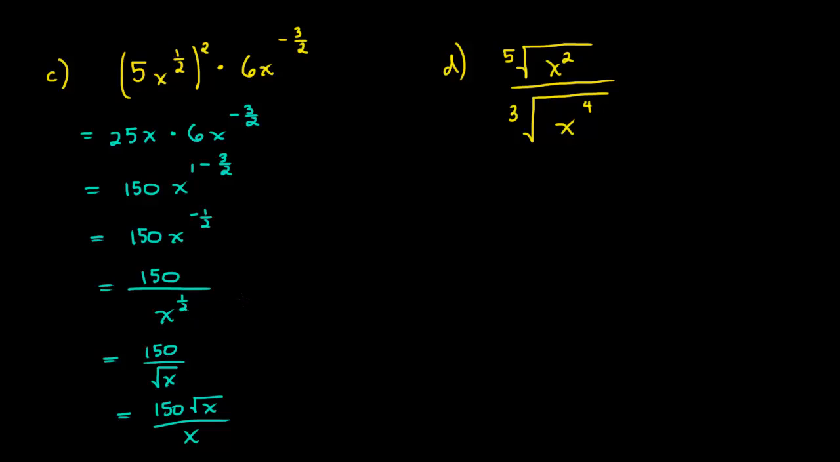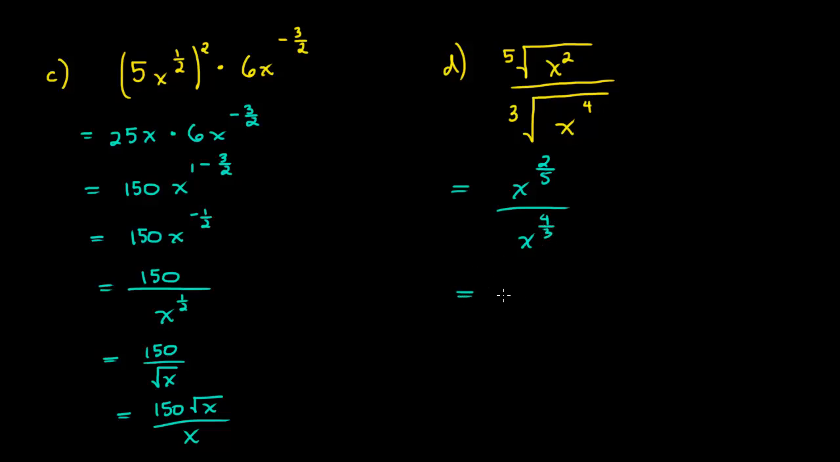In example D, we've got something a little bit different. We've got the quotient of two radicals. So here I've got the fifth root of x squared divided by the cube root of x to the power of 4. And we're going to try to simplify this. In order to simplify this, I can rewrite this using the exponent laws. I can write the fifth root of x squared as x to the power of 2 over 5. And I can rewrite the cube root of x to the power of 4 as x to the power of 4 over 3.